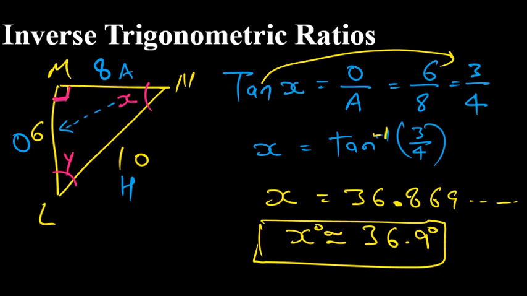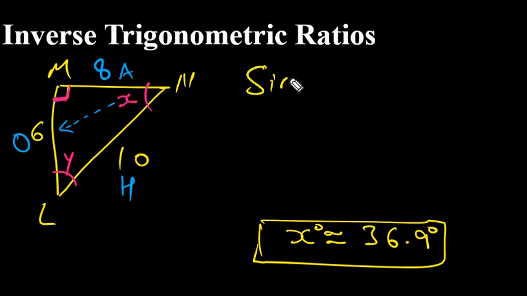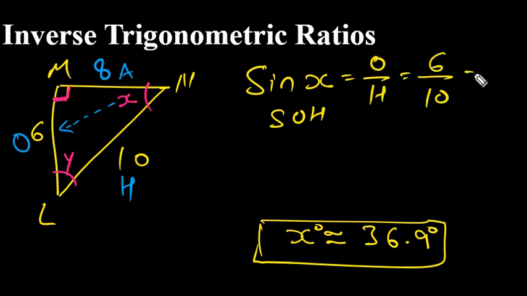Good. Now, if I want to find y, how will I find y? Okay, let me do one more thing. Can I solve this using sine? I got x equal to 36.9. Let's try this with sine also, and see if we get the same answer. So if you took sine, sine x is equal to, now sine is SOH, right? So O over H, that is 6 over 10. Simplify this, 3 over 5.